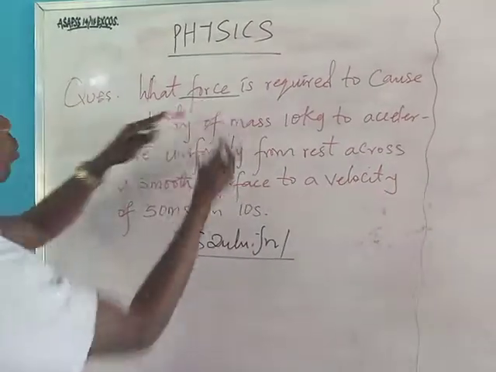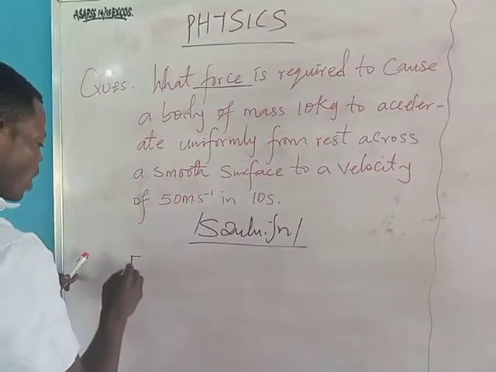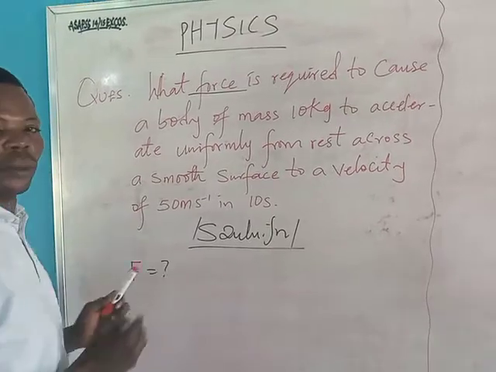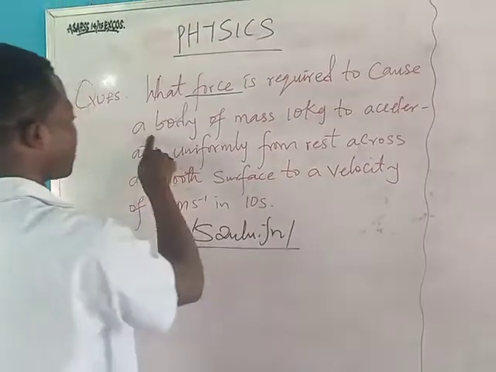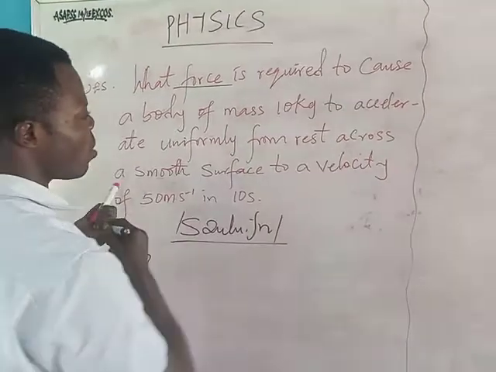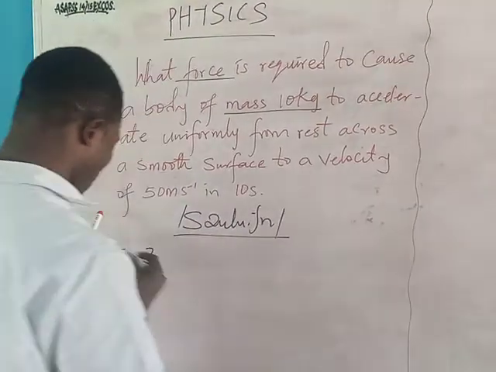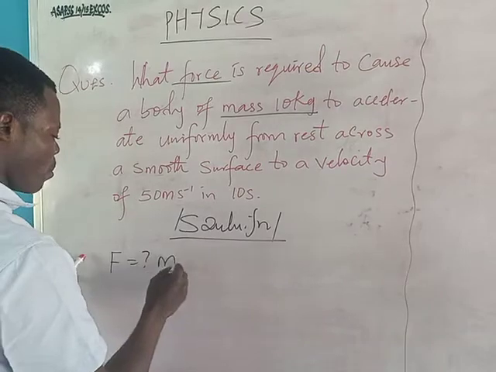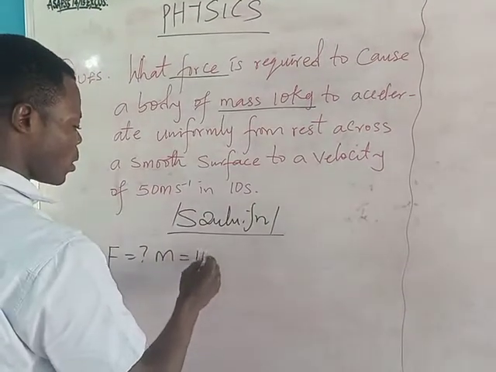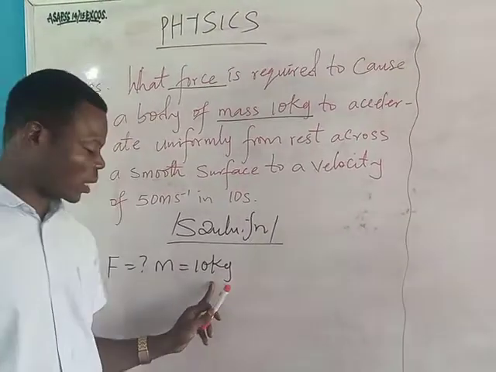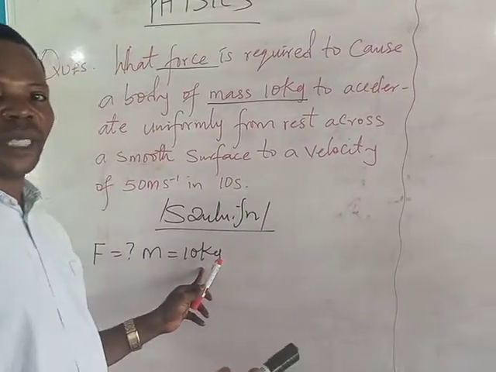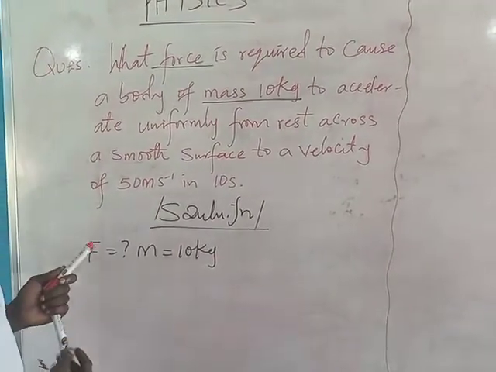Number one, we are to calculate force. F is unknown. It's required to cause a body of mass. We are given mass, that is M is given to be 10 kilogram. If it is not in kilogram, try to convert it to kilogram.